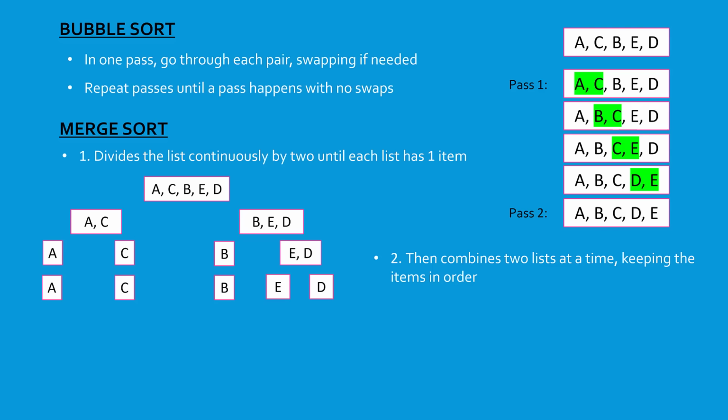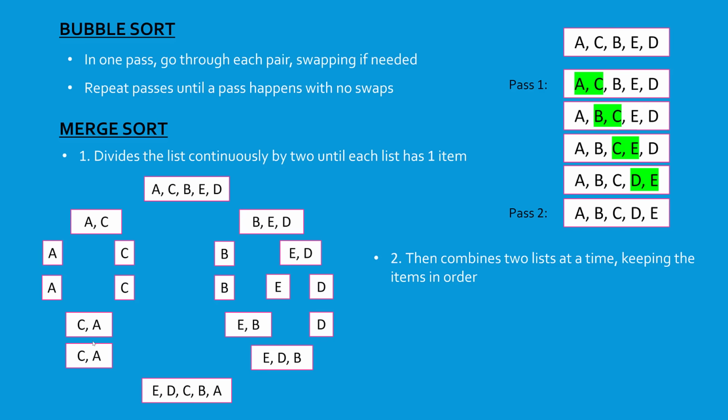So this time let's do it in descending alphabetical order. So therefore C should come before A and E should come before B. Now if you've got an odd number of items, it's a little bit awkward. You have to do it just 2 at a time, which means D gets left on its own in this particular example. But you combine it 2 at a time and eventually you get your sorted list.